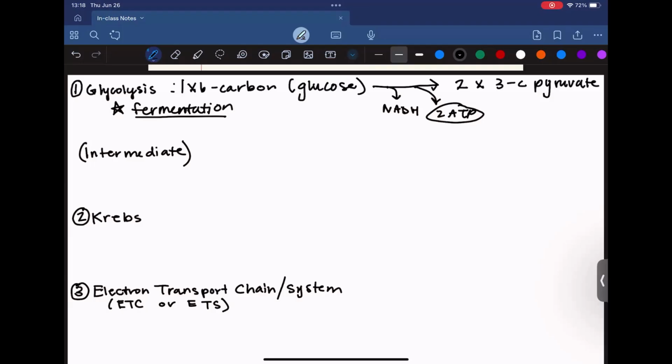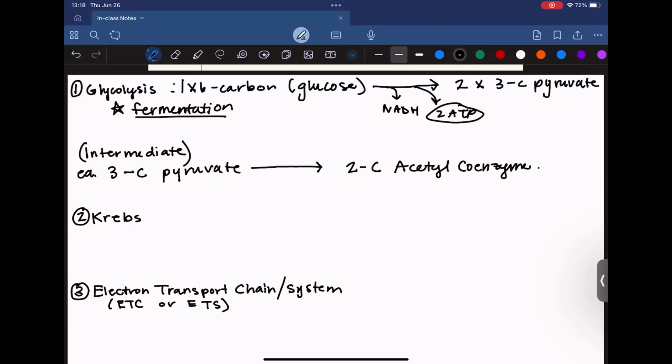The next step, if you're going on from here, you have to convert each of those. And I'm just going to put each in here so we will remember, but each 3 carbon pyruvate is going to get converted into 1 acetyl-CoA, which is 2 carbons. 2 carbon acetyl coenzyme A, which we also call just acetyl-CoA. But it's 2 carbons. What the heck? Where did the other carbon go?